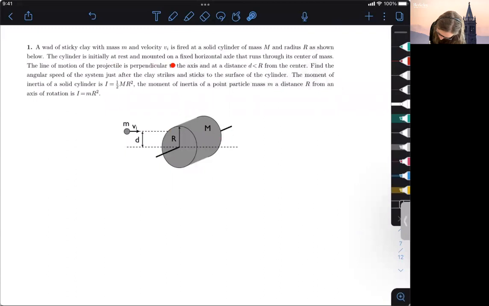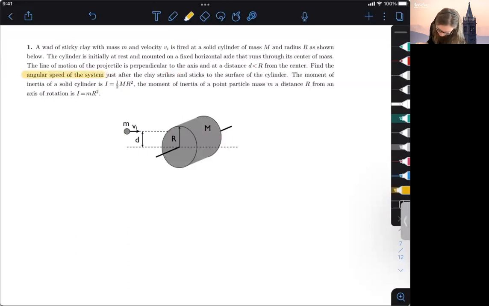So it's initially at rest. The line of motion of the projectile is perpendicular to the axis at a distance d less than r from the center, okay? And we want to find the angular speed of the system just after the clay strikes. So we're looking for the angular speed of the system.